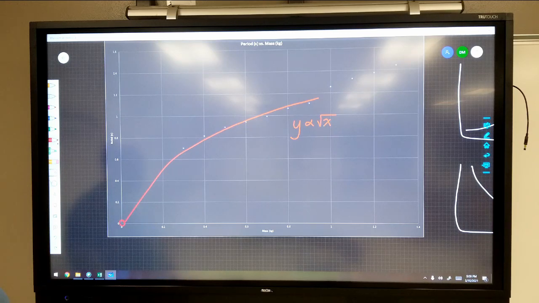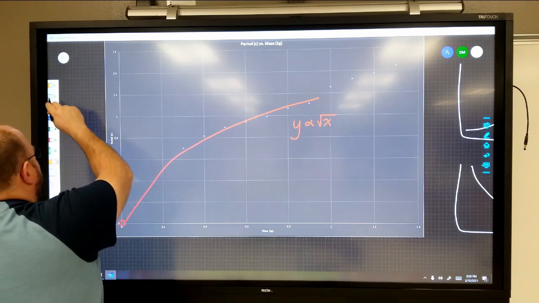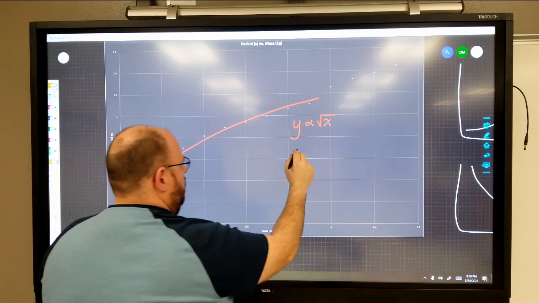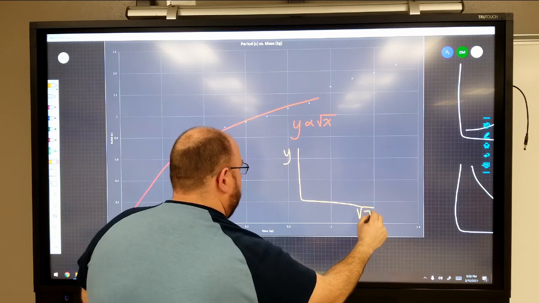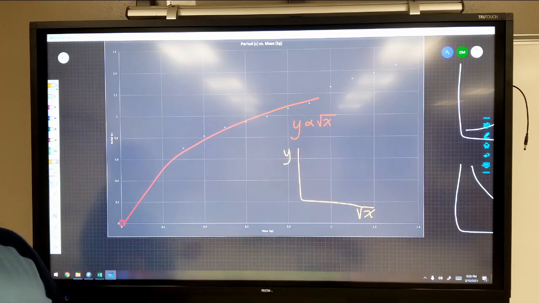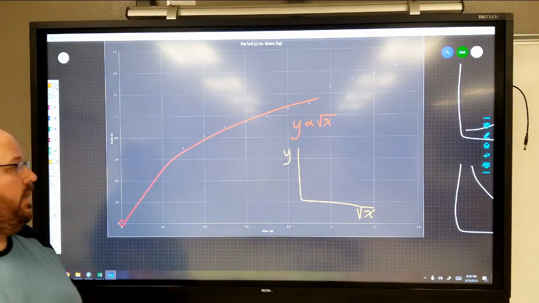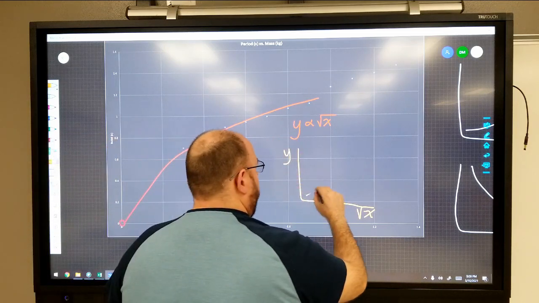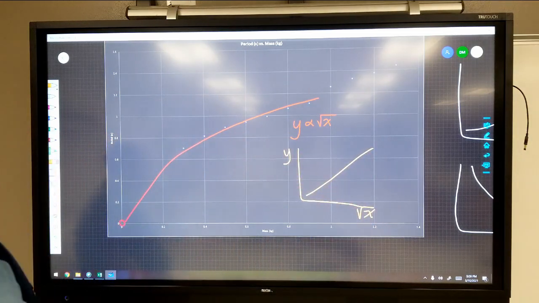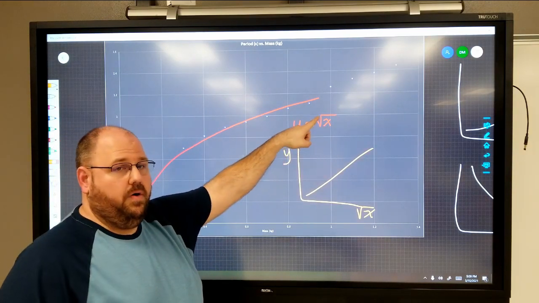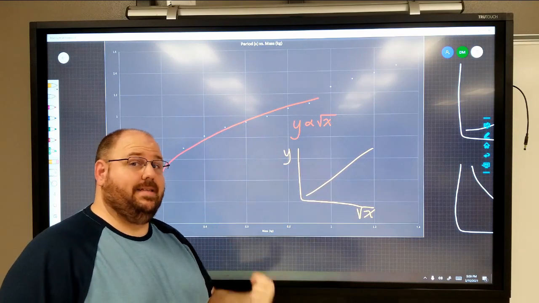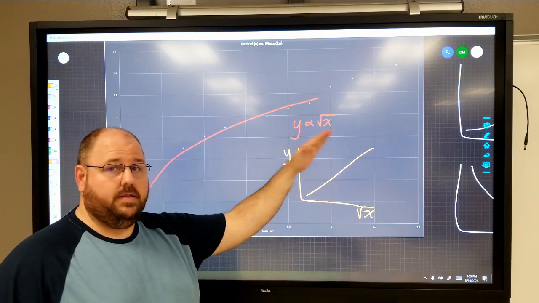And so if y is proportional to the square root of x, when we graph y versus the square root of x, like if we literally take our x values and square root them, then if y is proportional to the square root of x, that should give us a straight line. So when we recognize that, we just got to take the square root of whatever our x values were, graph that on the x-axis instead, and then that should give us a nice straight line.